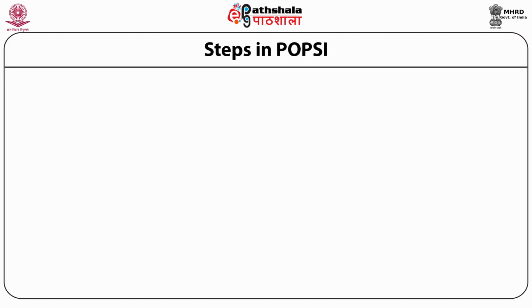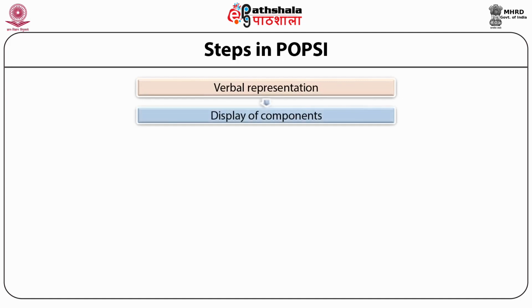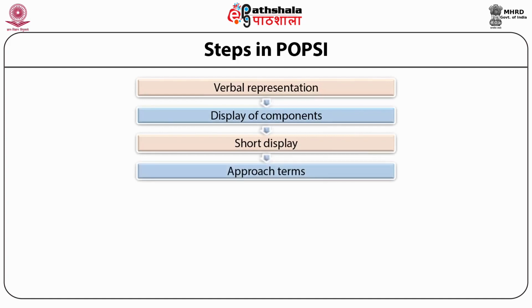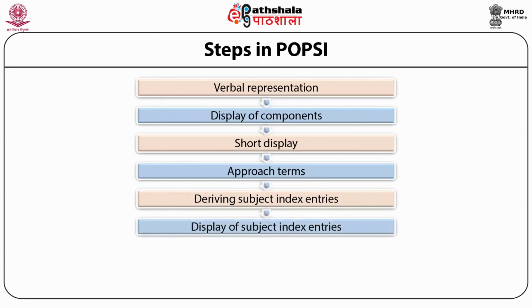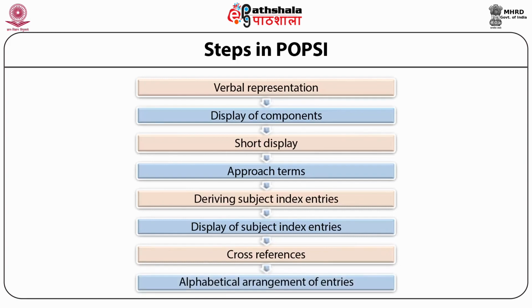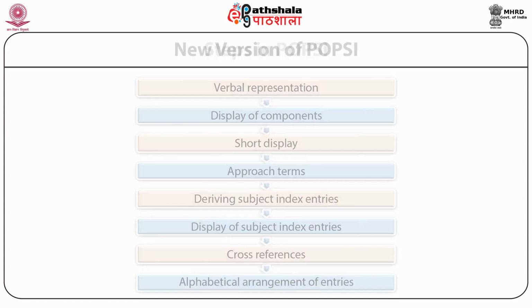Steps in POPC. The following steps are involved in POPC. First is verbal representation. Second is display of components. Third is short display. Fourth is approach terms. Fifth is deriving subject index entry. Sixth is display of subject index entries. Seventh is cross references. And the eighth one is alphabetical arrangement of entries.